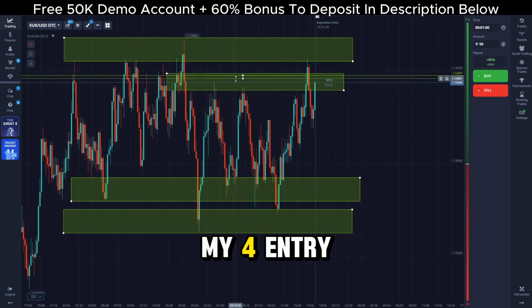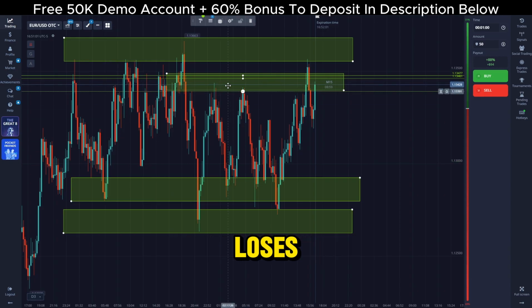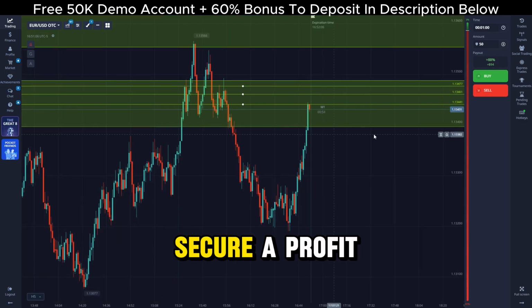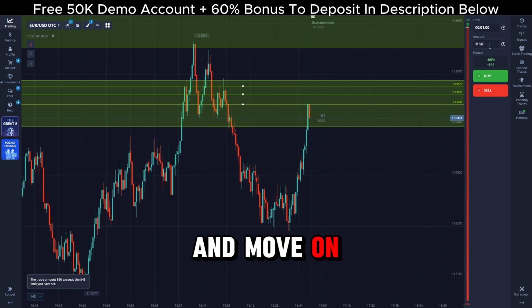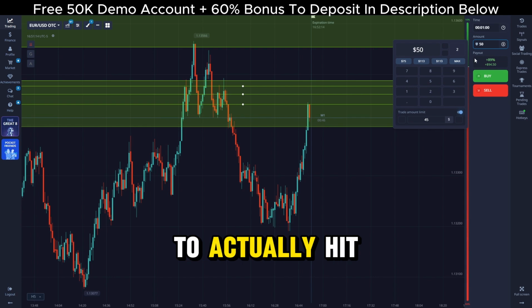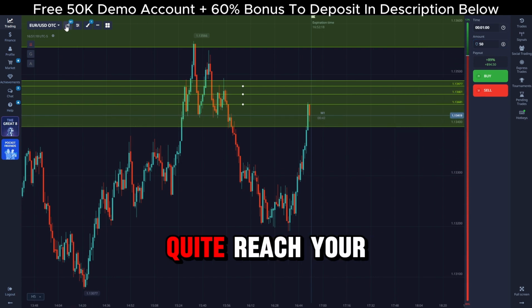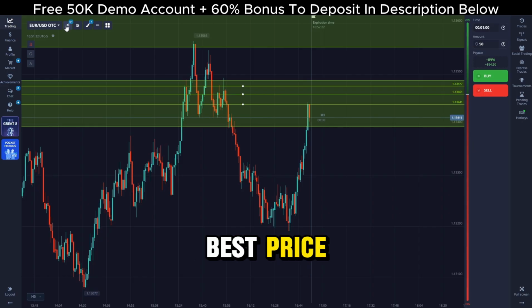I'm also using my 4-entry rule with this setup. That means if the first trade loses, I increase my trade amount on the next one to cover the loss and still secure a profit. If all 4 entries fail, I take the loss and move on. No chasing. One key thing to remember, wait for price to actually hit your zone before entering the trade. Sometimes price won't quite reach your level, and that's okay. Be patient and wait for the best price.